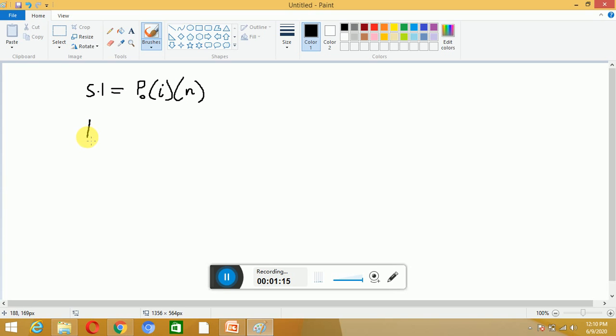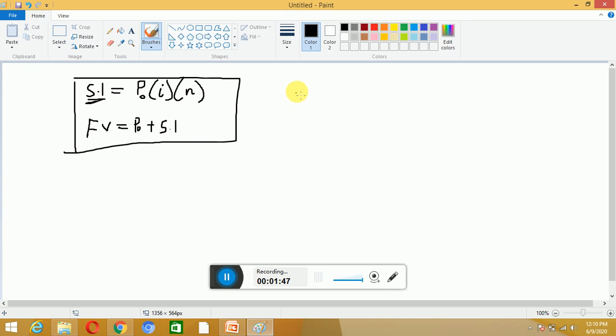Then we discussed future value in simple interest, which was equal to present value plus SI, and SI is this SI basically. These were the two formulas in simple interest.